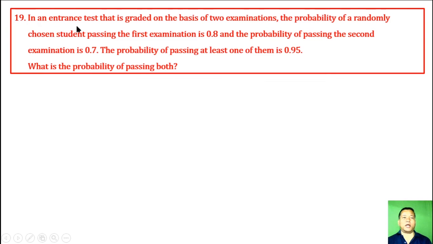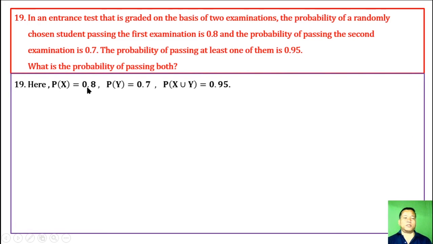Number 19. In an entrance test that is graded on the basis of 2 examinations, the probability of a randomly chosen student passing the first examination is 0.8, and the probability of passing the second examination is 0.7. The probability of passing at least one of them is 0.95. What is the probability of passing both?